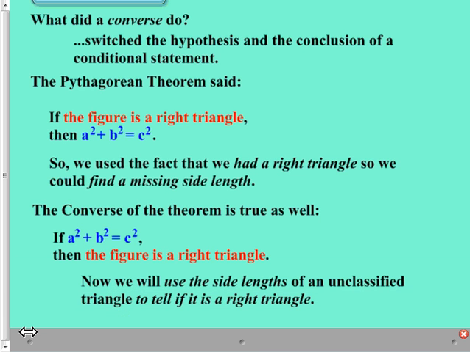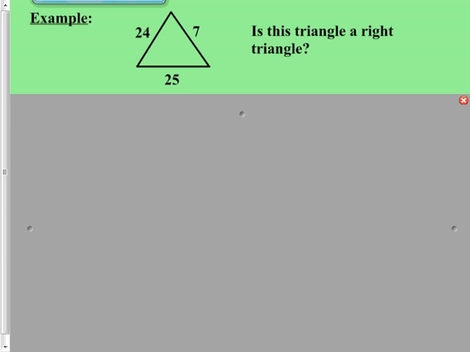So in summary, the converse is going to allow us to use the side lengths of an unclassified or unidentified triangle to tell us if it is a right triangle. So in the past, you have never been allowed to use the Pythagorean theorem unless you were confident that you did have a right triangle. Now we will not know if we have a right triangle, but Pythagorean is still going to help us out. So let's take a look.